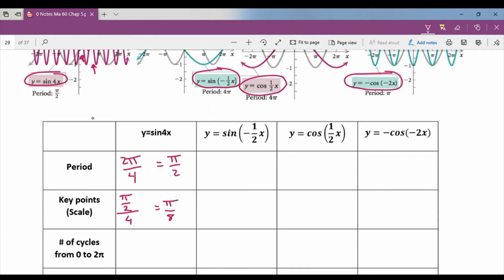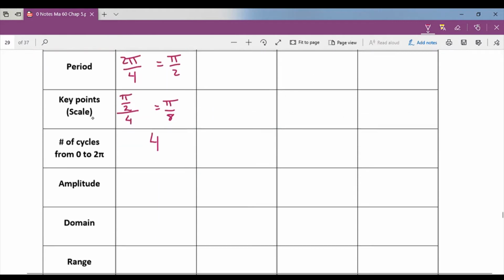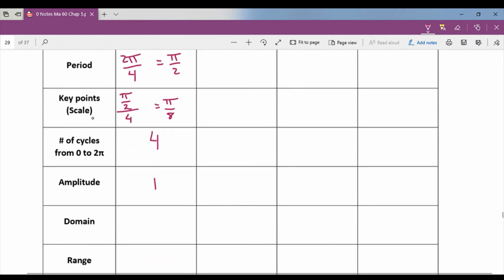How many cycles do you get? Well, normally between 0 and 2 pi, you only get 1 cycle. With this one, you're actually going to get 4 cycles because you've compressed it by 4. What's the amplitude? Well, it's 1. The domain is still x is all real numbers, even though it's been compressed. And my range is still -1 to 1.